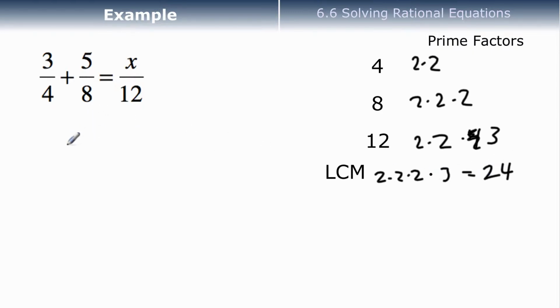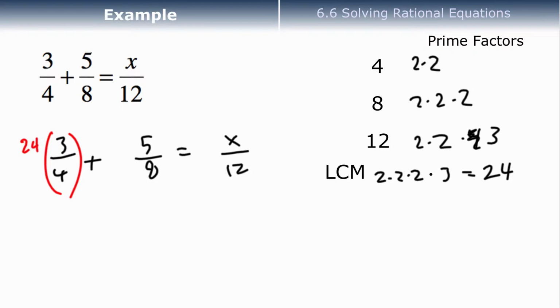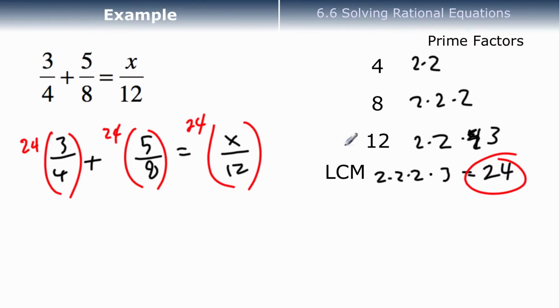So now I'm going to take this original equation, so the 3/4 plus the 5/8 is equal to the x over 12. And I'm going to take each term and multiply it by the lowest common multiple, 24, and by 24. Notice I'm not really getting a common denominator here, and the purpose of this rule is actually to get rid of all denominators. So I'm not getting a common denominator, but I'm using what would have been the common denominator to multiply each term by.